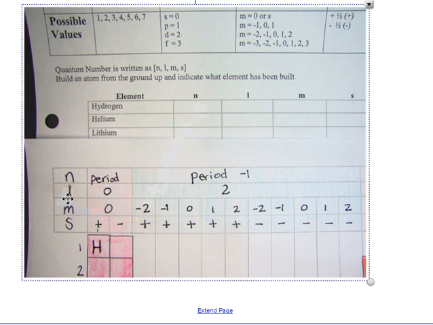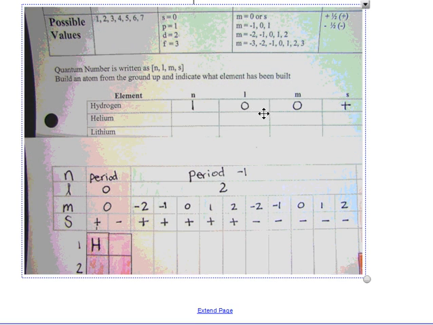Then the orbital shape is 0. That tells us that it is going to have a spherical shape. M is going to be the spatial orientation. So for hydrogen, that's going to be a 0. And then the S is going to be a positive because it's in this column. So when you get done, it should look like this. So the quantum number for hydrogen is 100 plus.